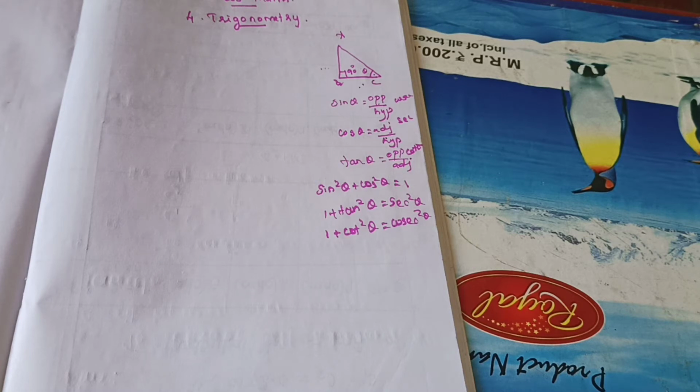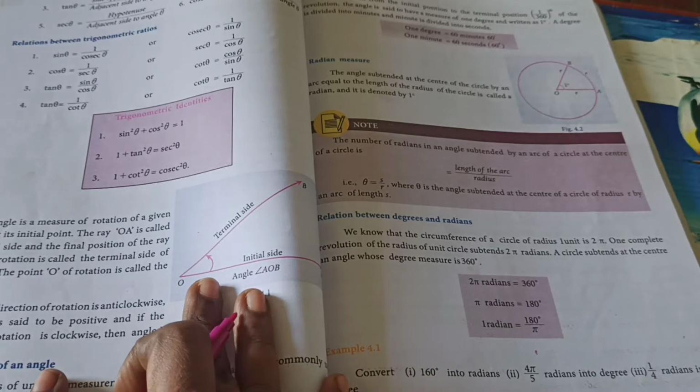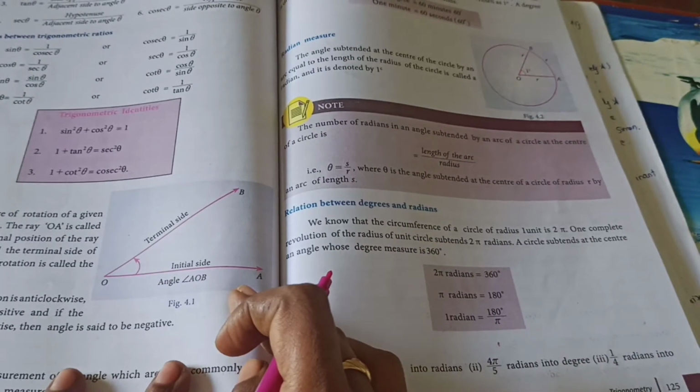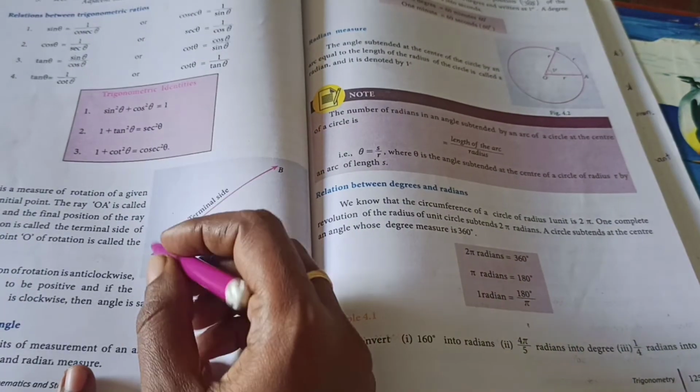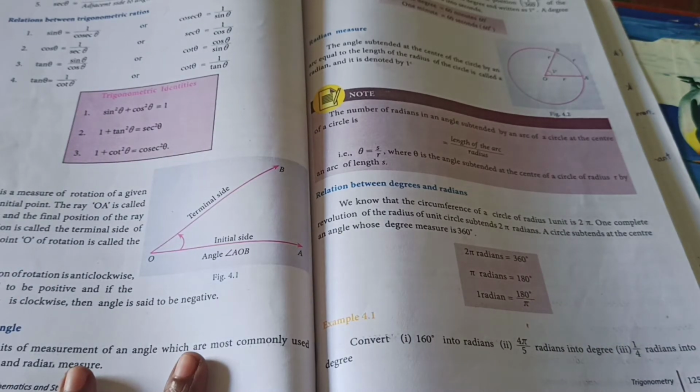Okay. So then we will come to this year's syllabus. Take down your books, all of you. First one is angle. So angle, all of you know. Here we are going to learn another name. Angle is a measure of rotation of a given ray about its initial point. You know, is it right?